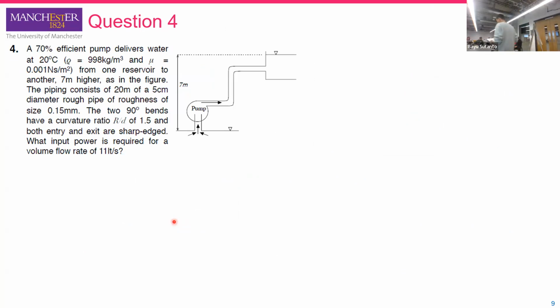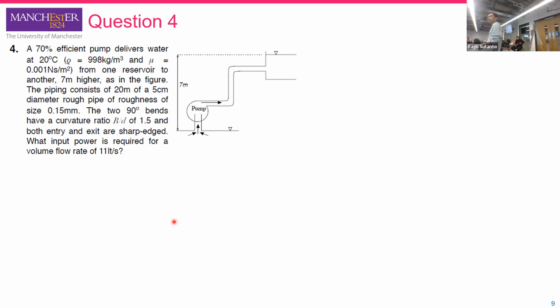And next is number 4. We have a pumping system with an efficiency of 70%. It delivers water at 20 degrees Celsius from one reservoir to another 7 meters higher, so this is from low to high elevation. The total piping length is 20 meters with a diameter of 5 centimeters, and the roughness is 0.15. So it means you need to do a Moody chart calculation again.